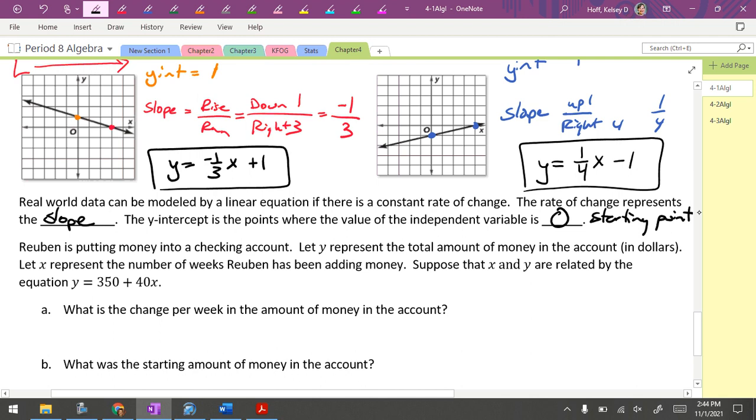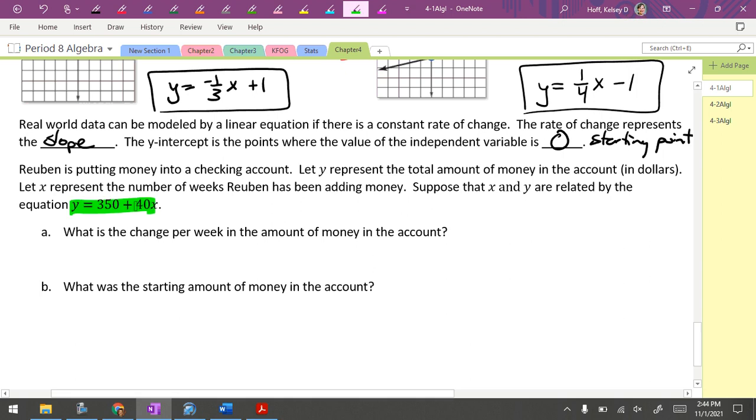So Ruben's putting money into a checking account. Y represents the total amount of money in his account in dollars. X represents the number of weeks that he's been adding money. Suppose X and Y are related by the equation Y equals 350 plus 40X. So they're telling you, here's Ruben's situation. What is my change per week in the amount of money in his account? $40. Positive or negative? Positive. So it's $40. Every week he's adding $40. What was the starting amount? $350. Before the week started, he had $350 in there already.